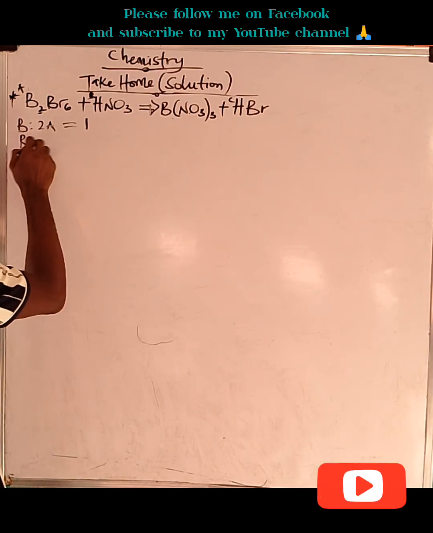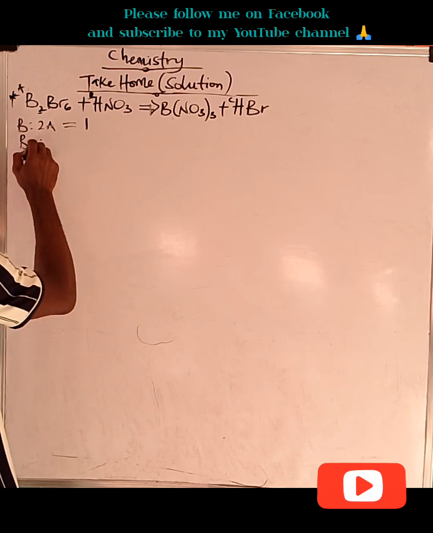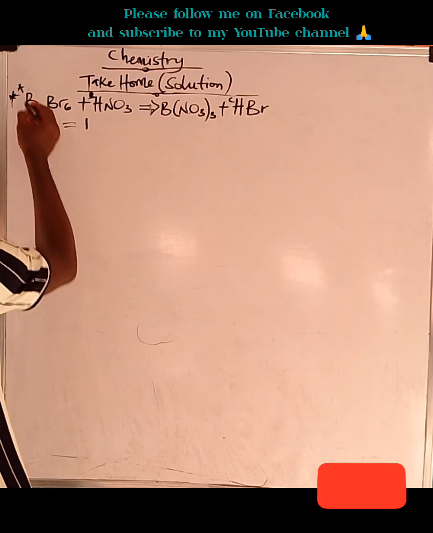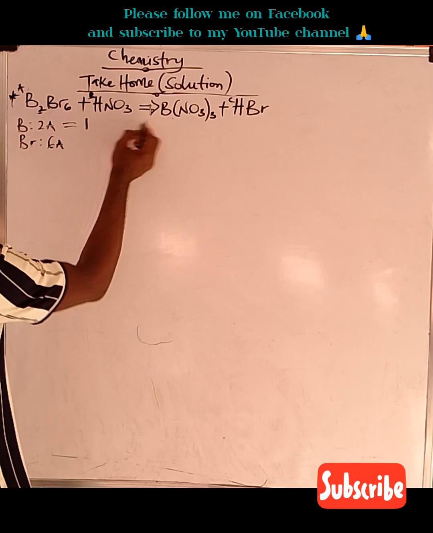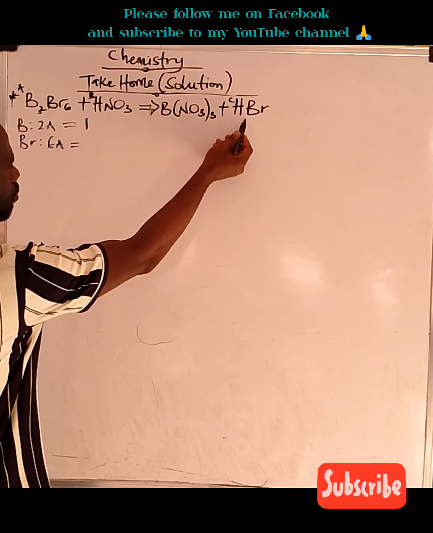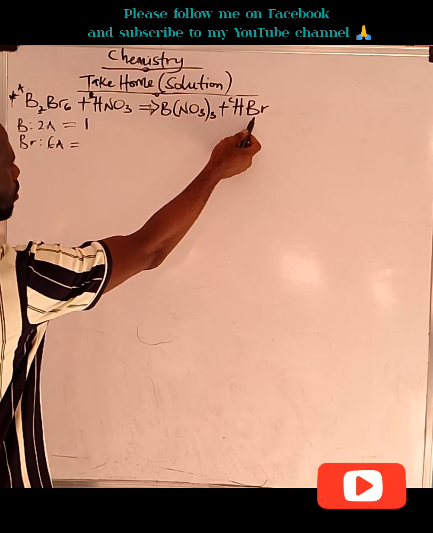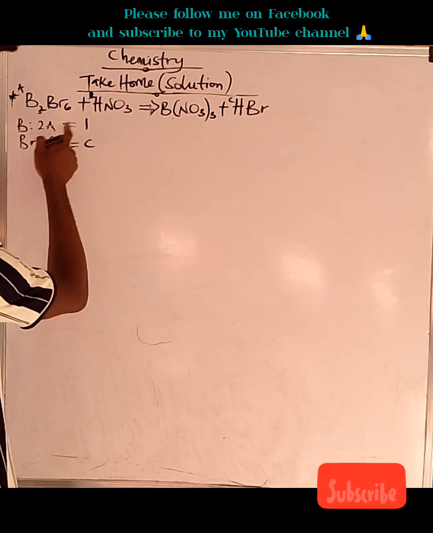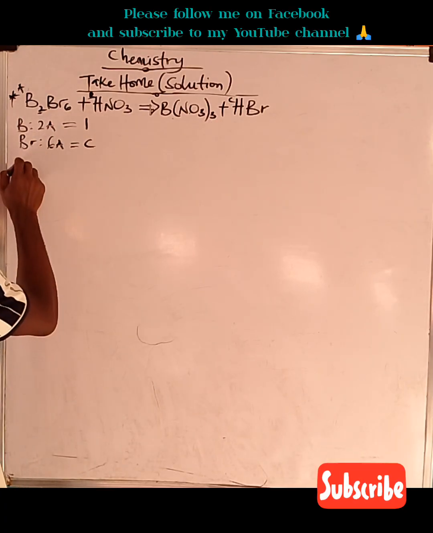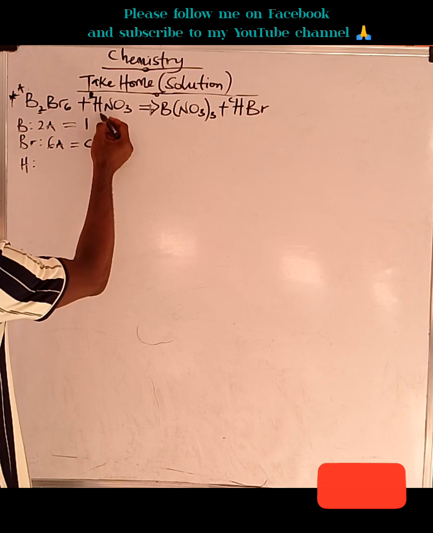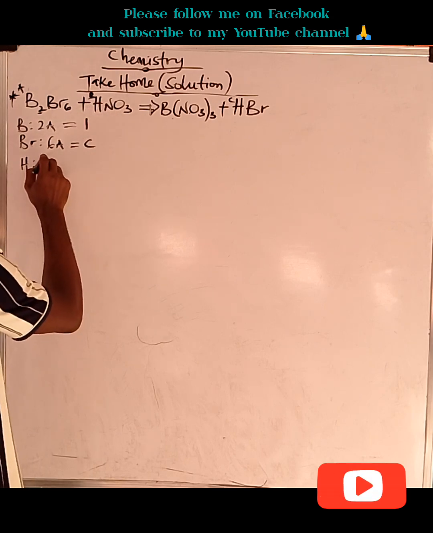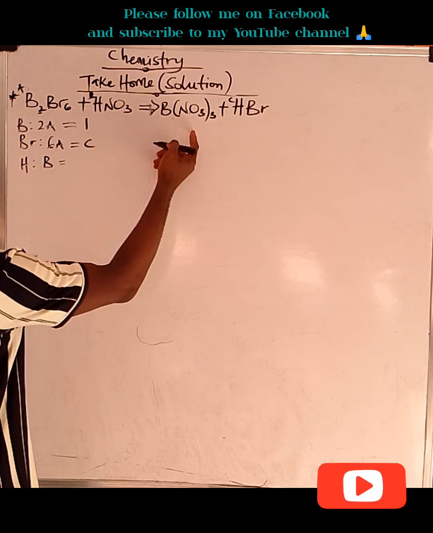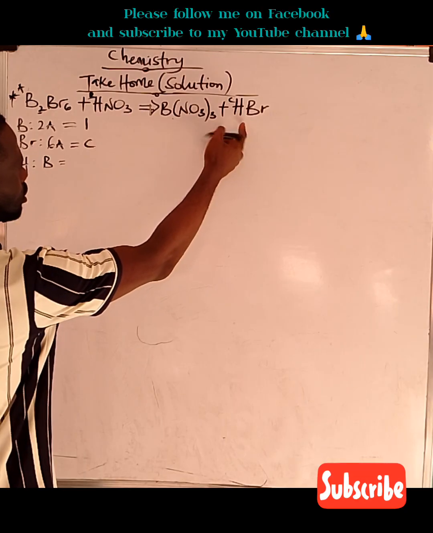Then the next thing is bromine. How many atoms of bromine do we have? We have 6 atoms of bromine. 6 times A is 6A, no other bromine here, equals, we have just one atom of bromine on the product side, so 1 times C is C. We're done with that. The next element is hydrogen. We have just one atom of hydrogen. 1 times B is B, equals, no other hydrogen here, because we have one hydrogen there.